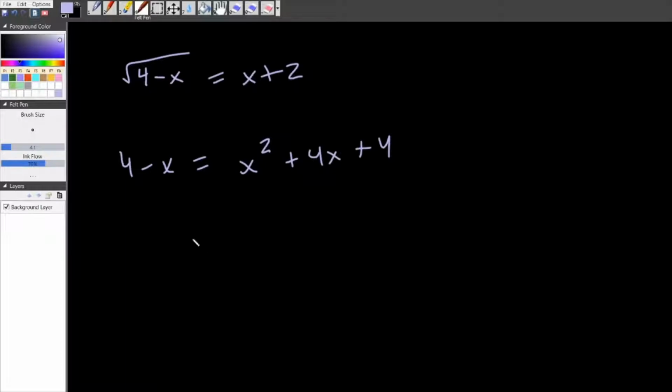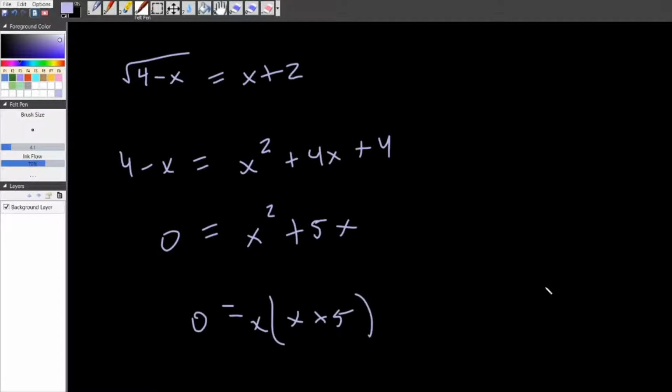Also number 12. Number 12, root 4 minus x equals x plus 2. Oh, it is an equation. Cool. Okay, so square both sides. I get 4 minus x equals x squared plus 4x plus 4. So, subtract 4. I get x squared plus 5x equals 0. 0 equals x quantity x plus 5. So x is either 0 or -5. And we find out that -5 does not work.